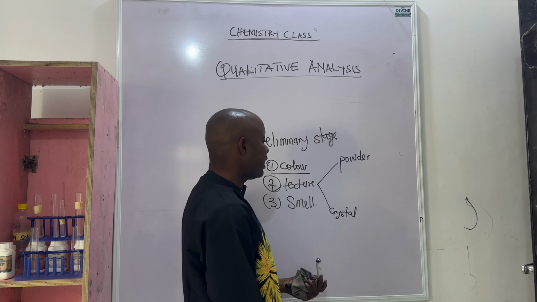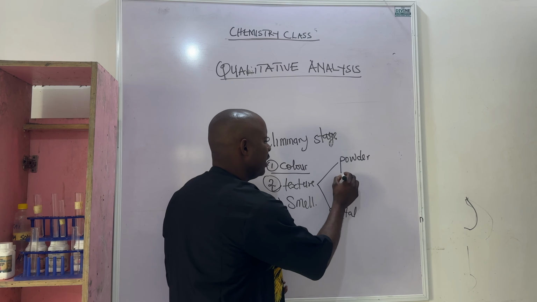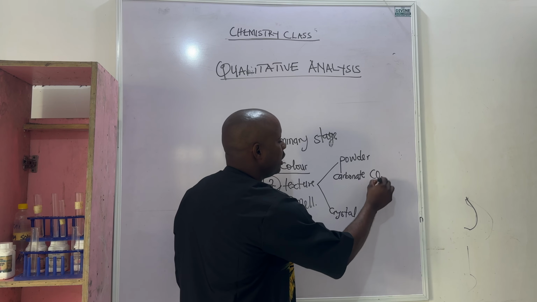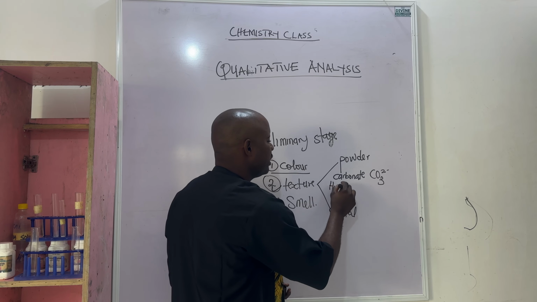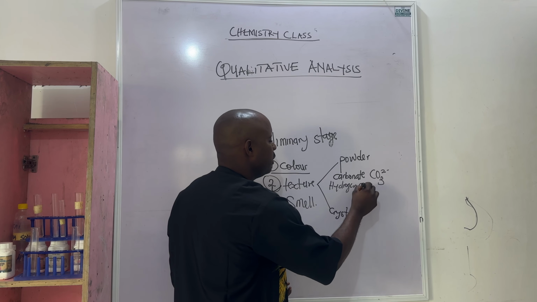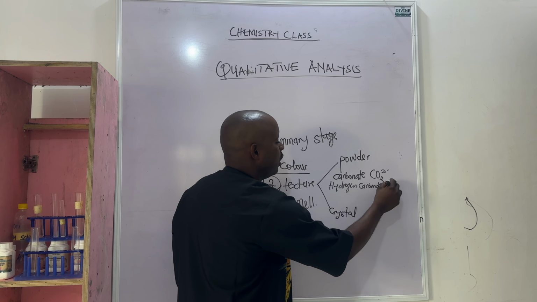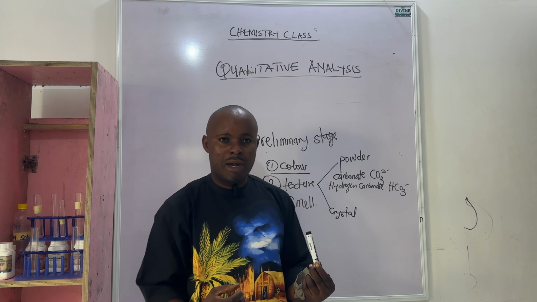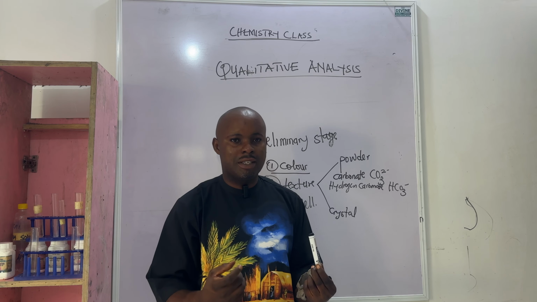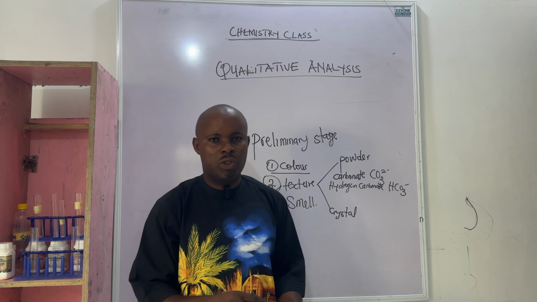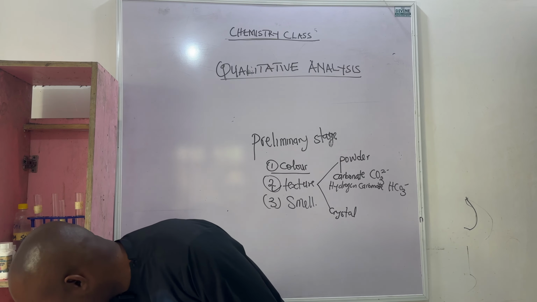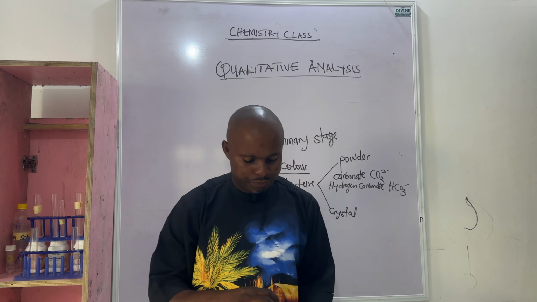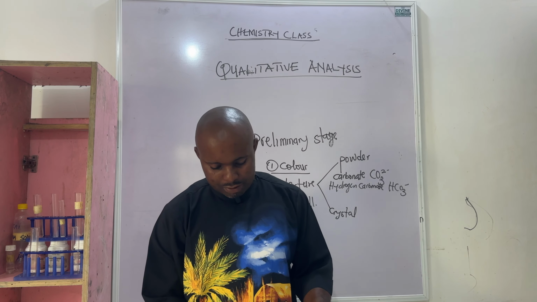A very good example of salts that are in powder form is the carbonate family. We have the carbonate, CO₃²⁻, and the hydrogen carbonate, HCO₃⁻. In the carbonate family, although it's not in every case, most of the time they appear in a powder form, just like our powder. Let's have a carbonate family. They're always in a powder form.